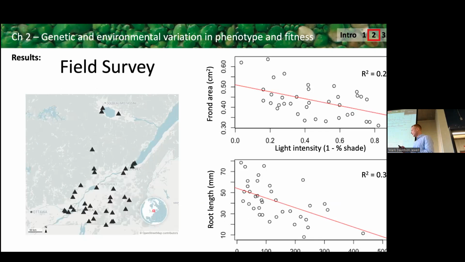And here are the results. So first, we have the effects of light on frond area. We see that as there's more and more light, fronds get smaller and smaller. And the effect of phosphorus on root length: when there's more and more nutrients in the water, roots get shorter and shorter. So both of these results line up with our predictions. Relatively simple, it makes intuitive sense, but it's nice to find it in the field.